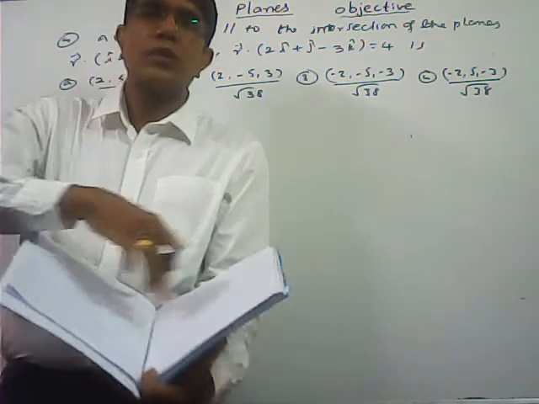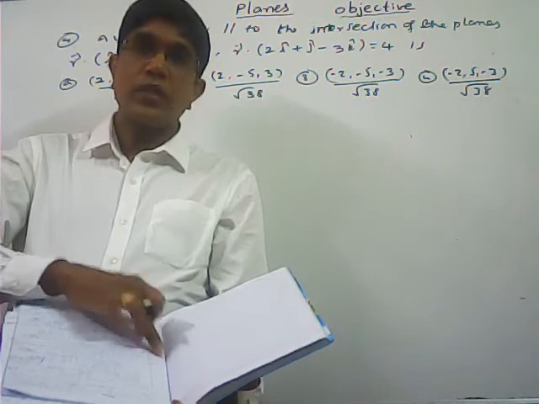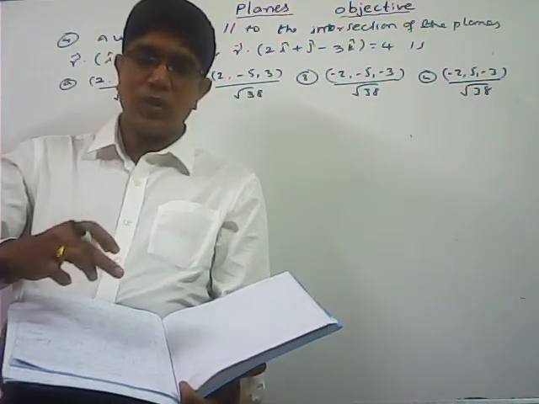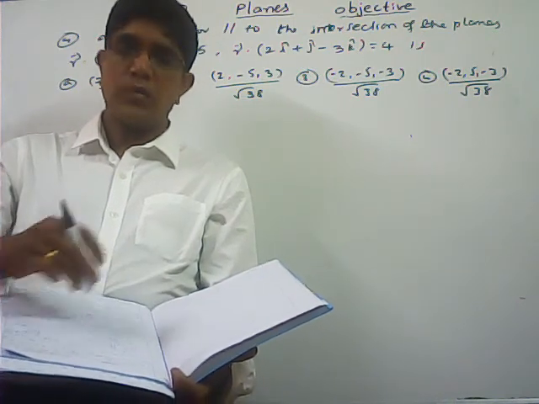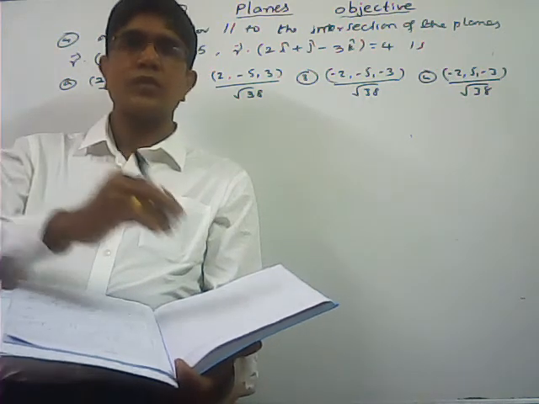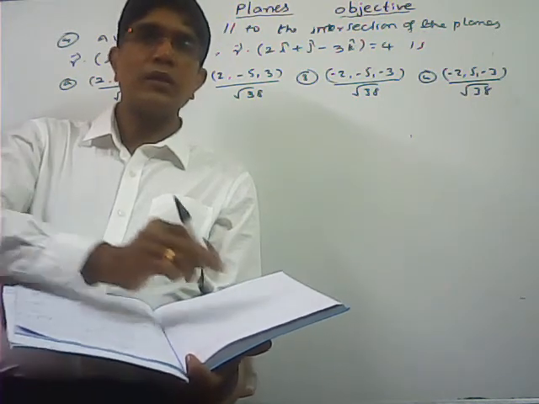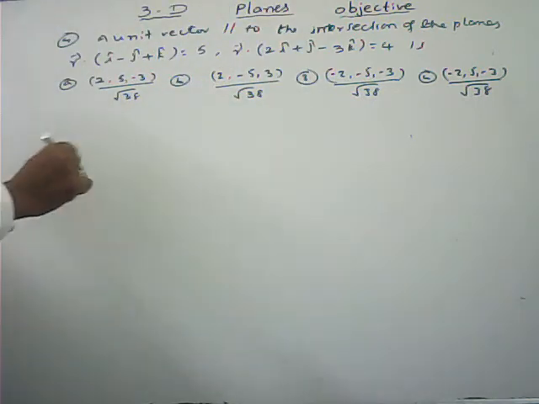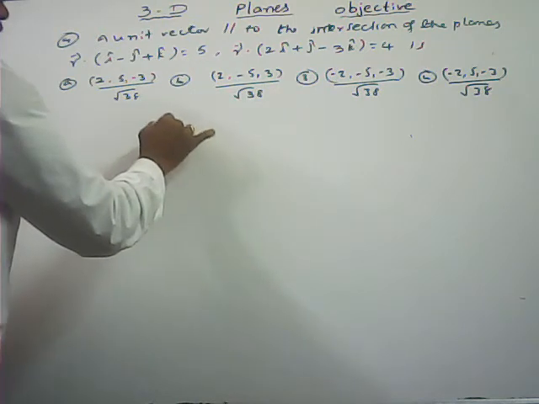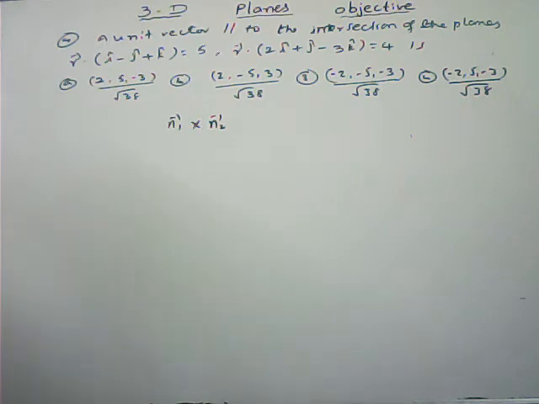If any two planes are given, this is one plane, this is another plane. This is the line of intersection. This line lies on this plane and also lies on this plane. So n1 bar is the normal to the first plane, and this line is perpendicular to n1 bar and also perpendicular to n2 bar. What is the vector perpendicular to both n1 bar and n2 bar? That is nothing but their cross product only. n1 bar cross n2 bar is the vector perpendicular to both. The line of intersection is perpendicular to both n1 bar and n2 bar.